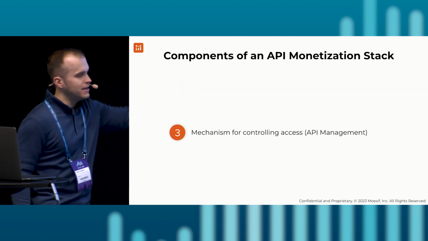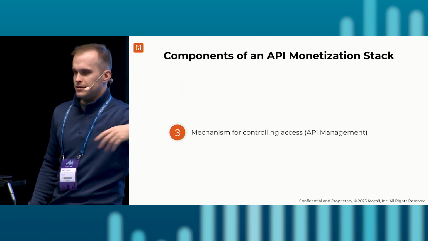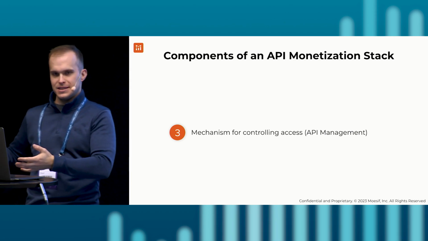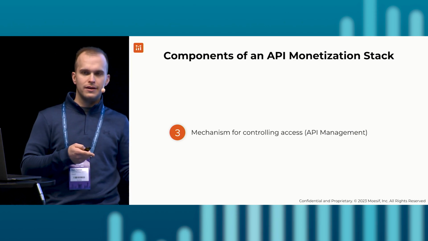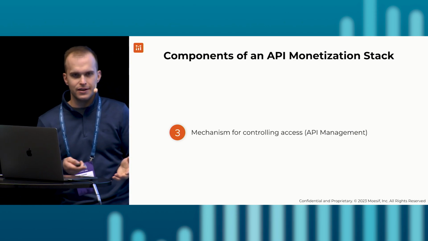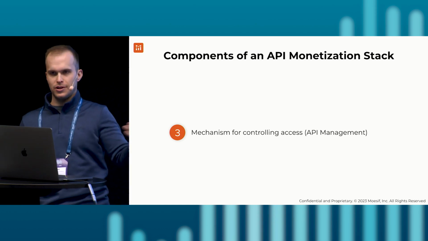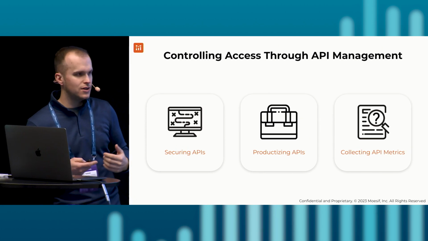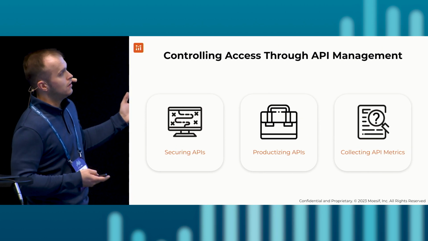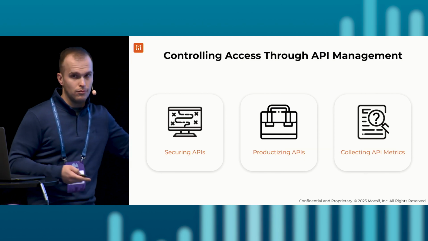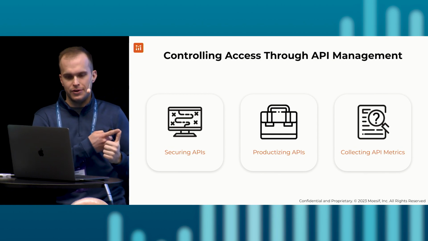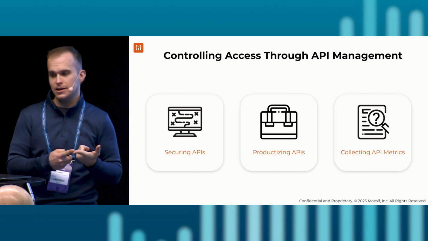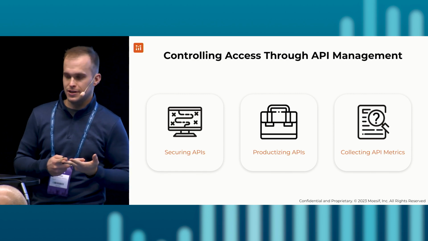So once you've got the APIs there, you've got the enrollment there, then you need to look at a mechanism for controlling access. If you have a monetized API, you don't want people who aren't paying for it to be able to access it. Usually for that, you're going to use API management. And most of us in this room are likely using some type of APIM solution already. What does it offer in terms of benefit to monetization? Well, it's going to give you the ability to secure APIs. Most platforms give you the ability to productize APIs. It's also going to allow you to collect API metrics.